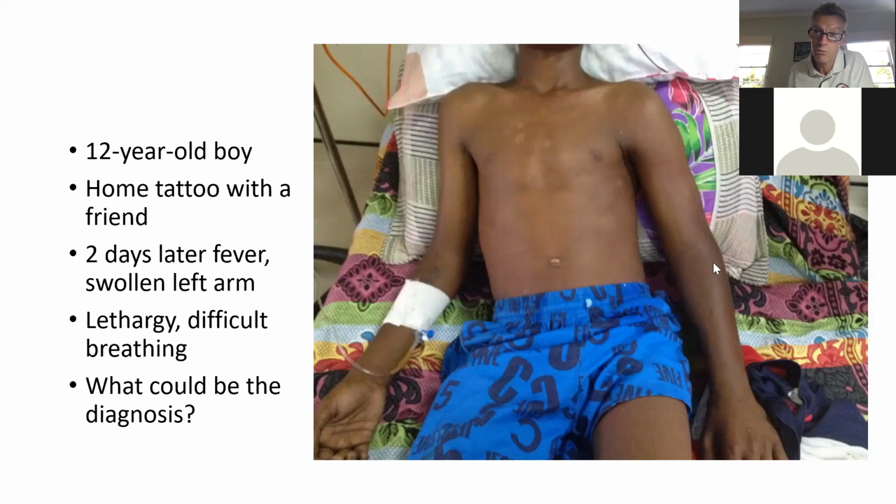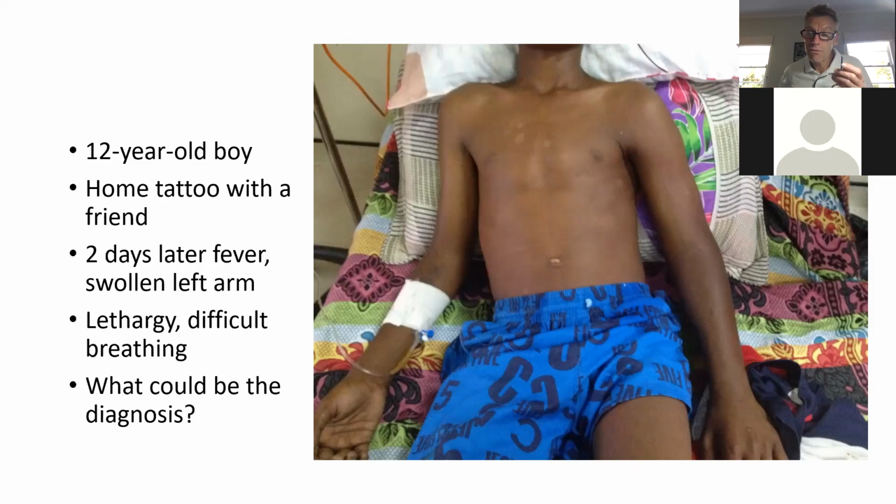So this boy was treated with flucloxacillin for several days and wasn't getting better. And then we grew MRSA from his blood cultures. And I think that increasingly MRSA is not only a hospital-acquired infection, but also it can come from the community.